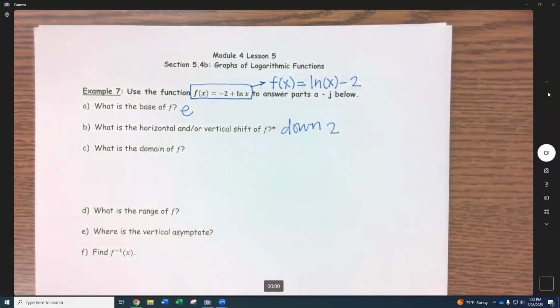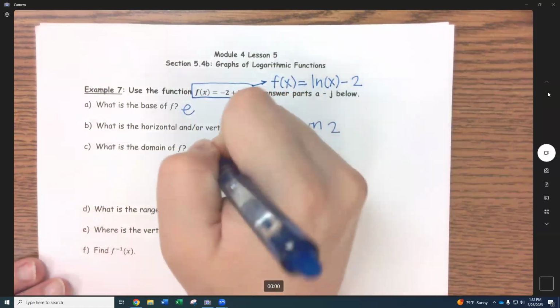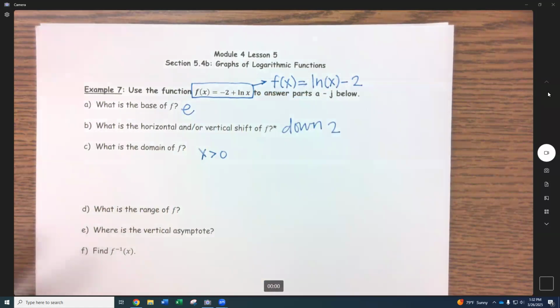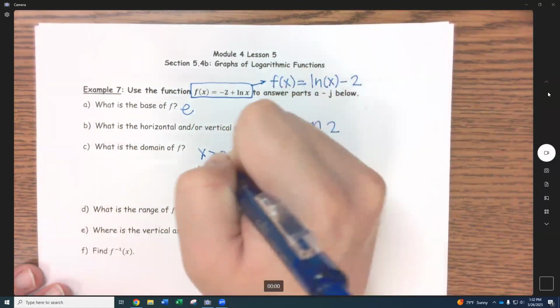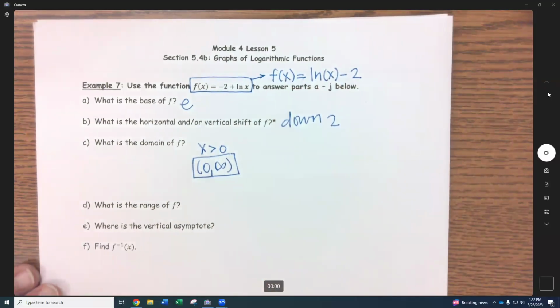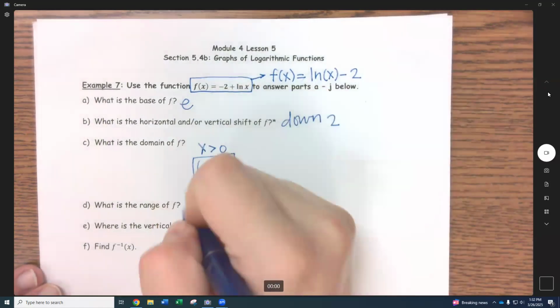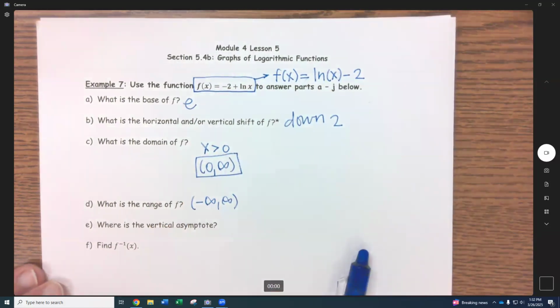What is the domain? To find the domain, you take what is inside the log and set it to be greater than 0. So that's solved for. And this would be the same thing as 0 to infinity. Okay, what is the range? The range of any log is all real numbers. We don't have that memorized yet.